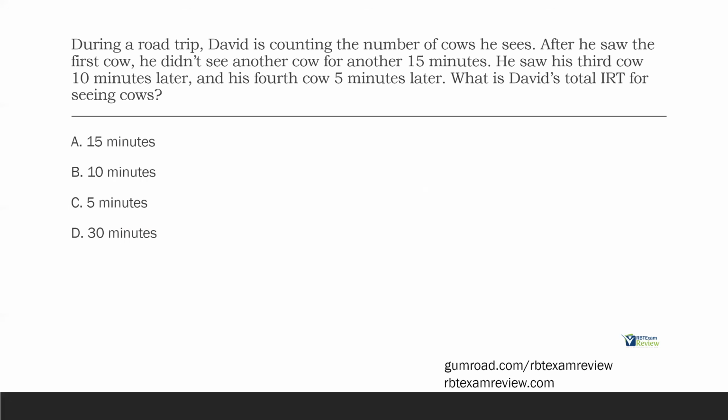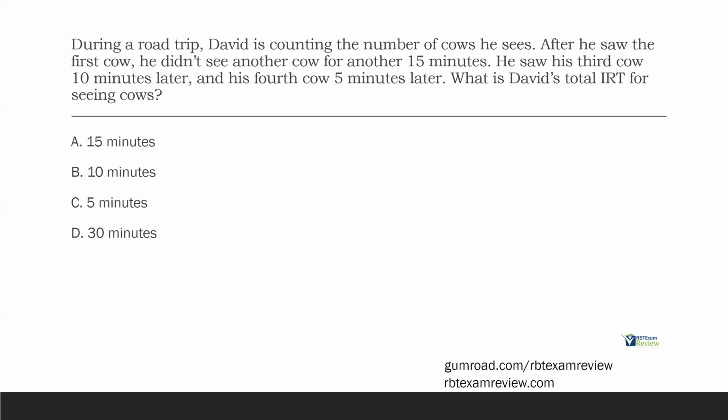So, what is IRT? IRT is the time in between two responses, okay? So, we're looking at the response or the behavior of seeing cows, right? So, what are we looking at here, right? We need to figure out when is the first time David saw a cow, okay? And then we need to figure out the second time, because that's going to be our first instance of inter-response time, right?